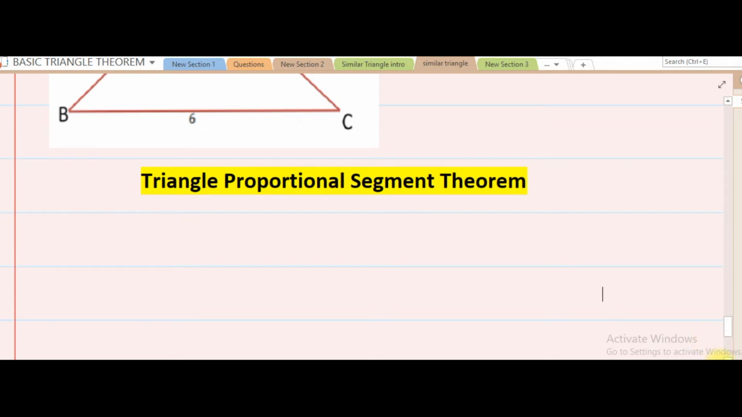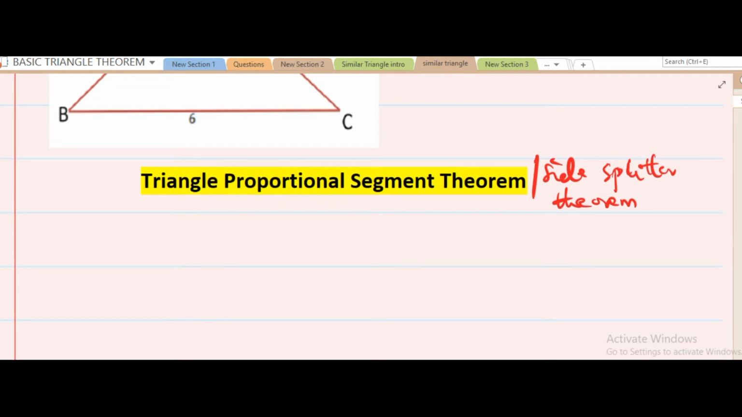Okay, let's look at the next subtopic, which is the triangle proportional segment theorem, or you can call it the side splitter theorem. So this theorem states that if a line parallel to any side of a triangle intersects the other two sides, then it divides the sides proportionally.